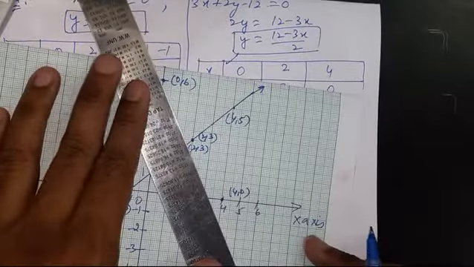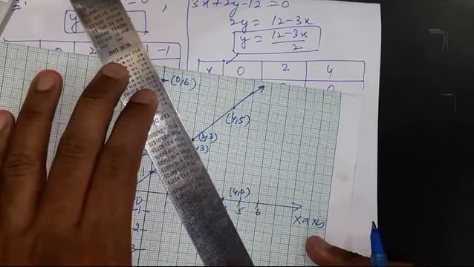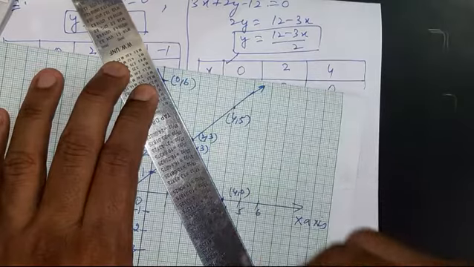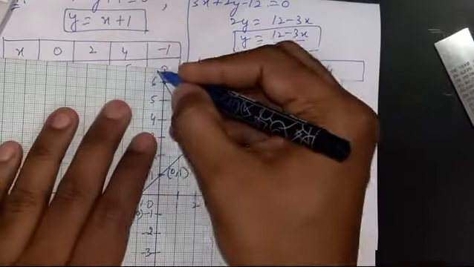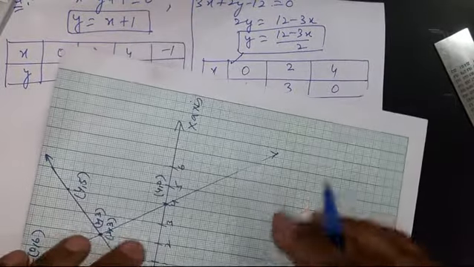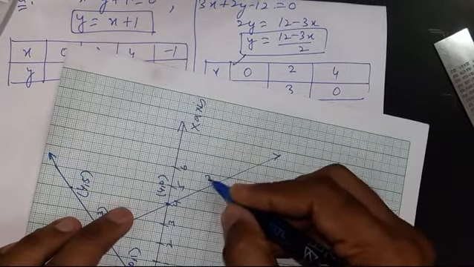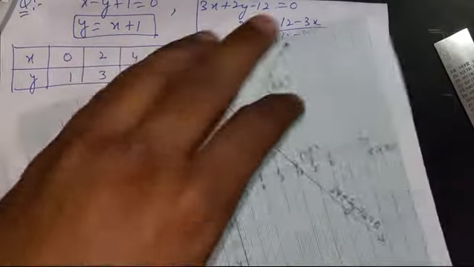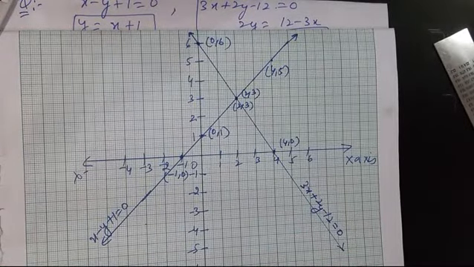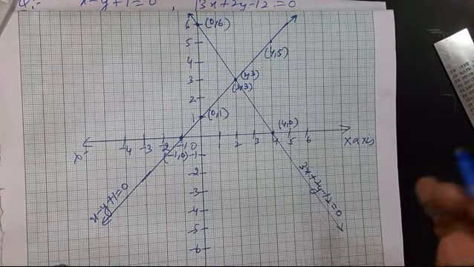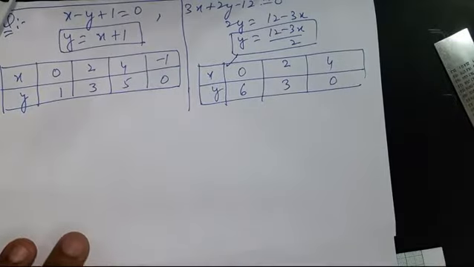Now also take the scale and draw a straight line that is passing through all these 3 points, and write the name of the equation here, 3x plus 2y minus 12 equal to 0. So this is the graph, and the solution to this graph is the point 2 and 3. So we can add more queries to this graph.